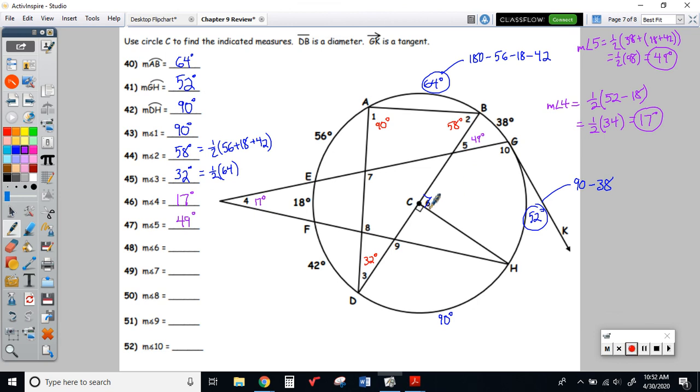Angle 6 we already determined was 90, so no work needed there. It was just 180 minus the 90 there. I don't need to see work for that.